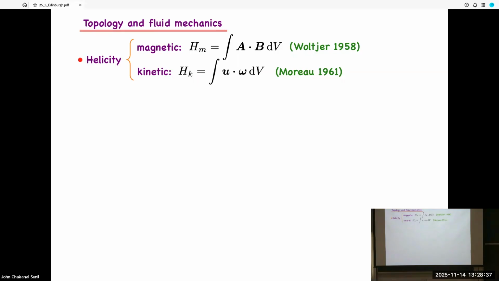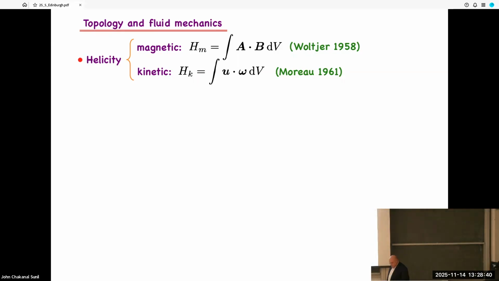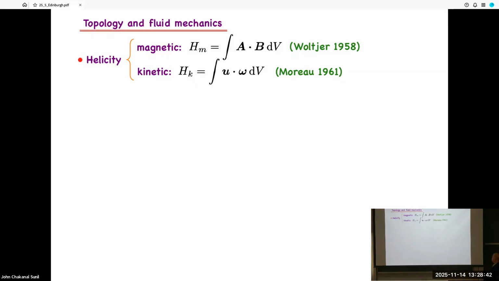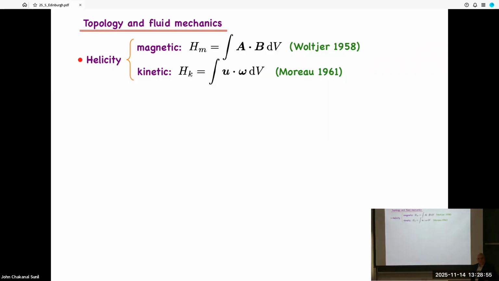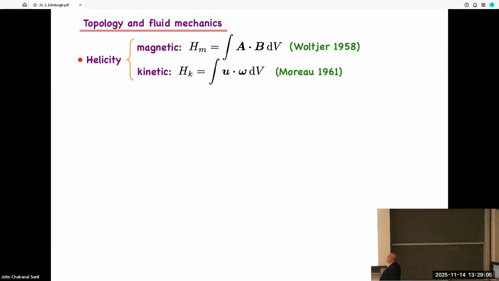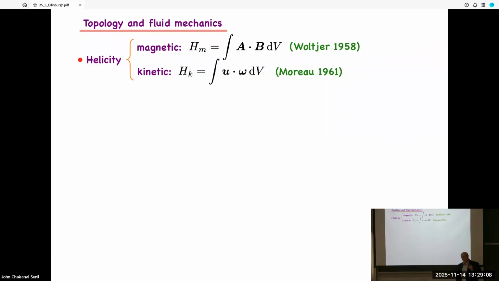We are now almost 100 years later, and we have helicity. So Woltjer, in the context of magnetohydrodynamics, proved that A dot B integrated over the volume, B being the magnetic field and A the vector potential, is a conserved quantity in ideal magnetohydrodynamics, with no resistivity and no dissipative effects. And Moreau, in 1961, totally independently, without knowing Woltjer, derives the same result: kinetic helicity, u dot omega, u being the velocity and omega the vorticity, so the curl of u. So you see the field and the curl of the field, and the same thing there.